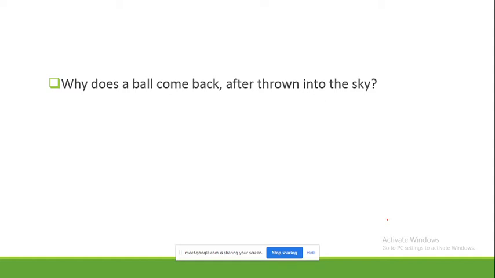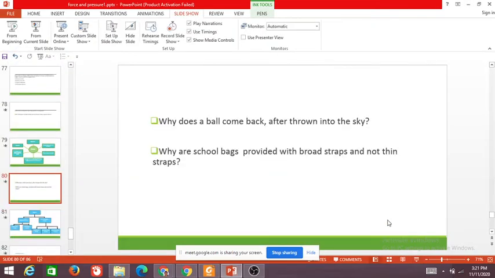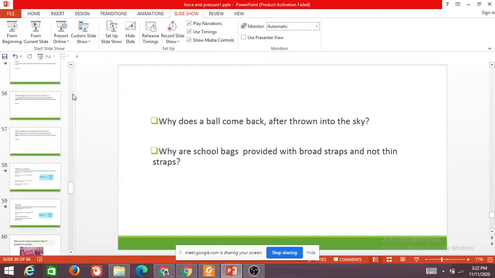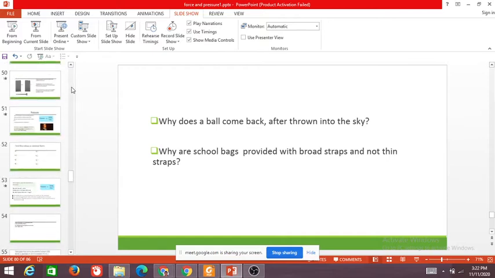Now, the attraction of Earth, what is that force called? Okay, let me show it to you. Gravitational force. Okay, who is saying? Yeah, Pranadi is saying gravitational force. Let's see. Okay, any other answers?